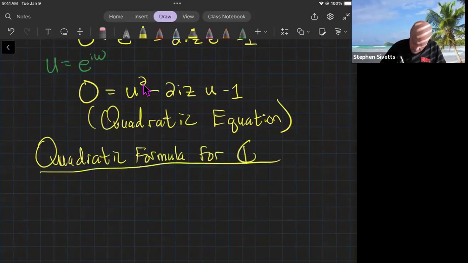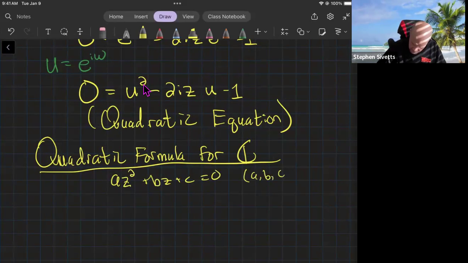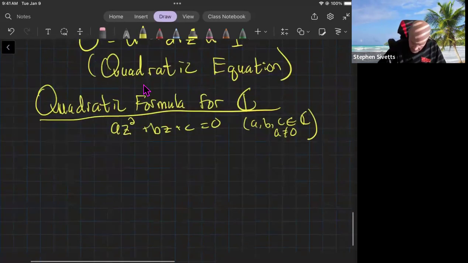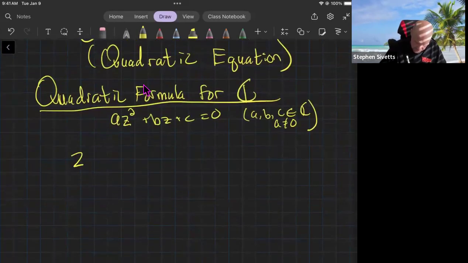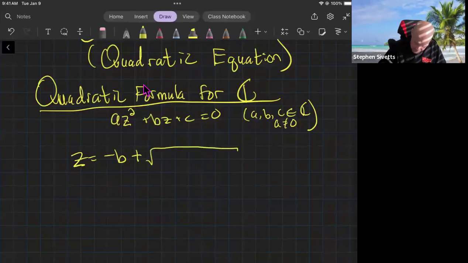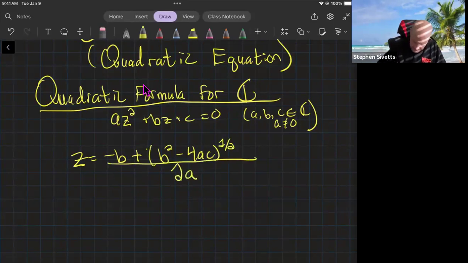And so I should say a times z squared plus bz plus c equals 0. A, B, C are complex numbers, and A is not the 0 complex number, right? So z is equal to minus b plus the square root of, actually, I'm going to write it like this, b squared minus 4ac to the 1/2 power over 2a.